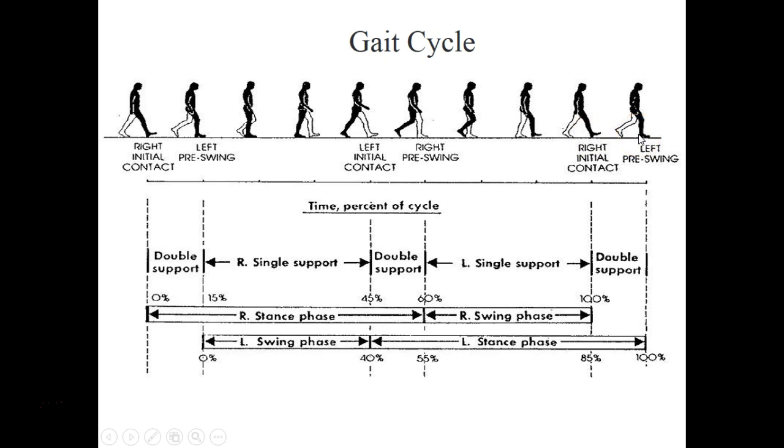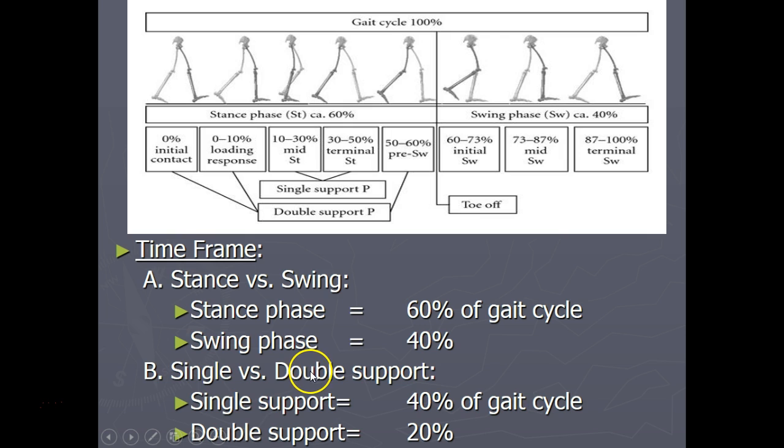start all over again. Again, remember, there are periods where we're in double limb support. There are massive periods where we're in single limb support, and those will change depending on what the patient is doing. So some of you might ask, okay, so what percent of the gait cycle is what? What we tend to see is that 60% of the gait cycle tends to be stance phase, and 40% of that gait cycle tends to be the swing phase.